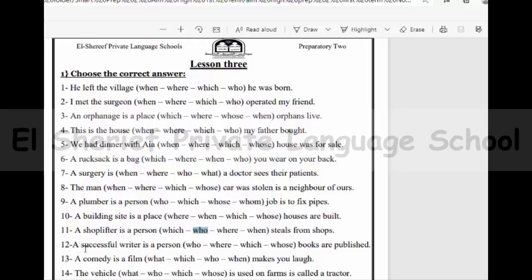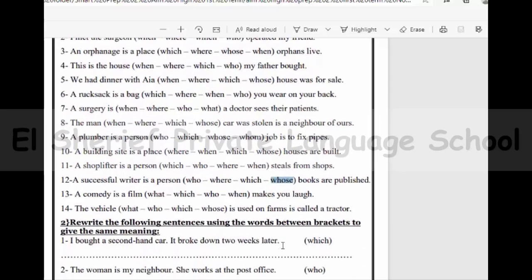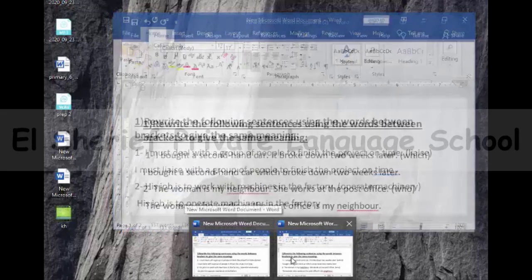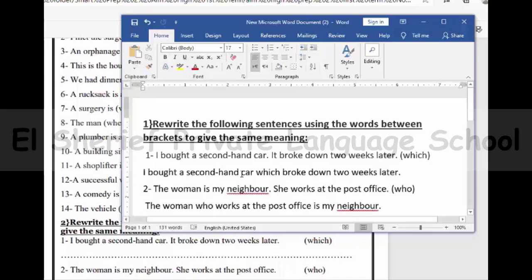12. A successful writer is a person whose books are published. So whose books are published. 13. A comedy is a film which makes you laugh. Which makes you laugh. 14. The vehicle which is used on farms is called a tractor. So the vehicle which.